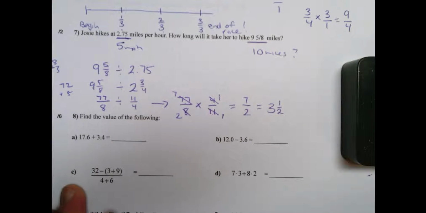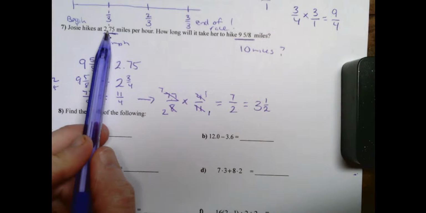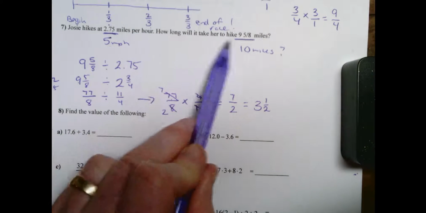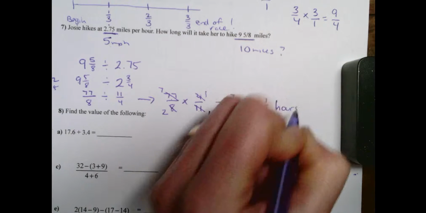So that is 3.5. So let's interpret this answer. Josie hikes at 2.75 miles per hour. How long will it take her to hike 9 and 5/8 miles? It will take her 3.5 hours.